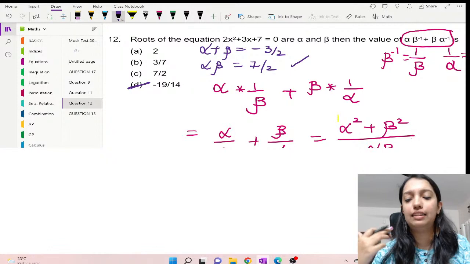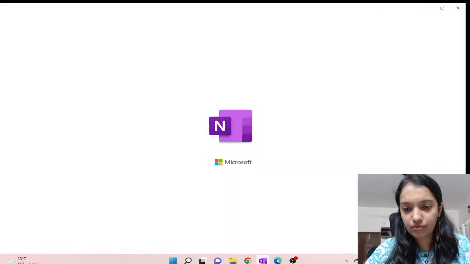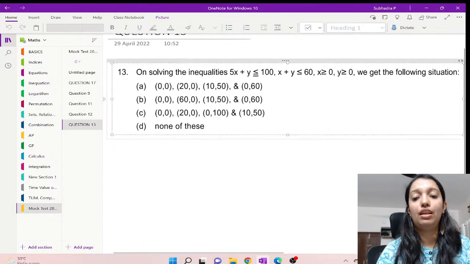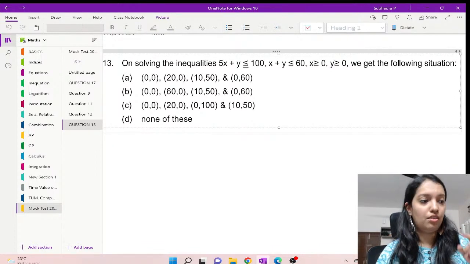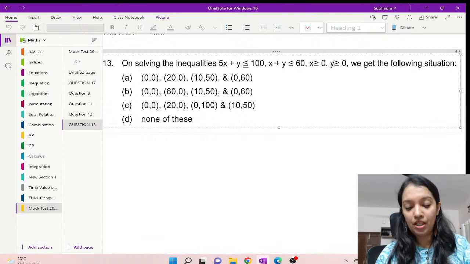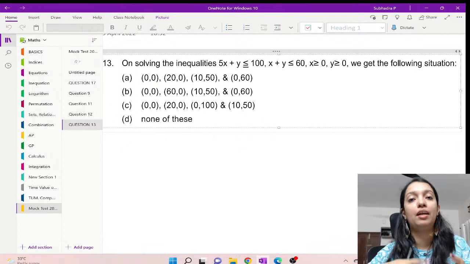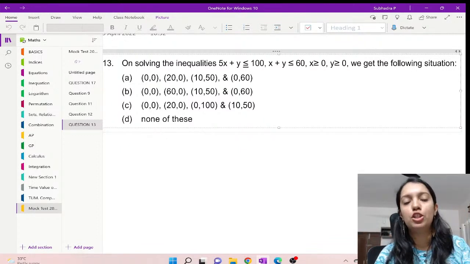Going ahead for the 13th one. 13th question. We are done with the equations, which take a lot of time to solve every question. We are in the Inequalities chapter. Now for inequalities, it is better to always go from the option hitting method, trial and error method, whatever you call it. Go from the options part.